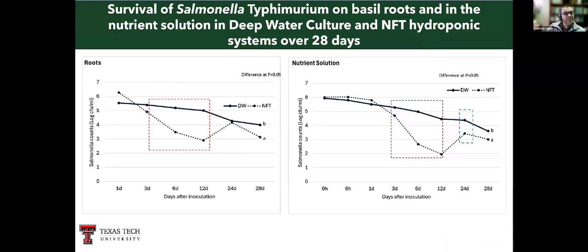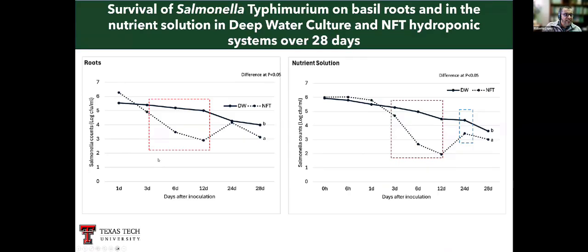And so here is some of their initial work looking at the survival of Salmonella that has been introduced into either a deep water culture or NFT hydroponic system. Again, this can easily happen where it could be introduced by animals or even by humans. And so what we're looking at is the Salmonella counts on the roots. And so again, these were inoculated. And at day 1, we can see that obviously we have high counts of Salmonella.